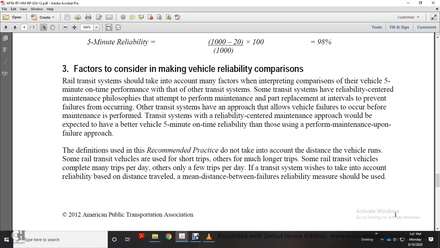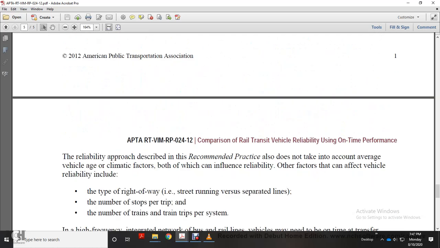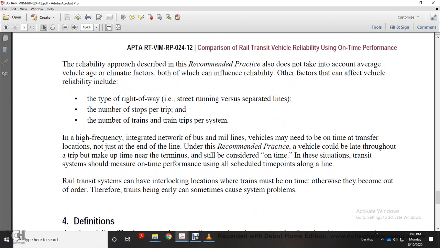The recommended practice does not account for the distance of the vehicle run. Some rail transit vehicles are used on short trips, others on longer trips. Some complete many trips per day, others few trips per day. If a transit system wishes to take reliability into account based on distance traveled, mean distance between failures is a reliability measure it should use.